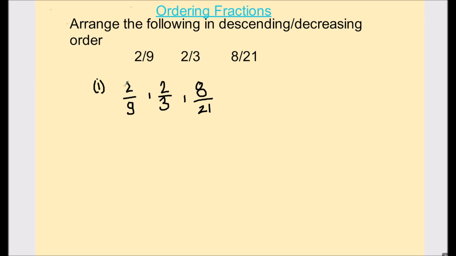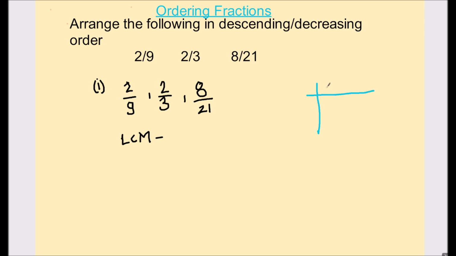As we see, all of the three fractions have different denominators. So our first step here is to find the LCM of the three denominators. So let's find the LCM. Let's use a different color to find the LCM here on the right hand side.